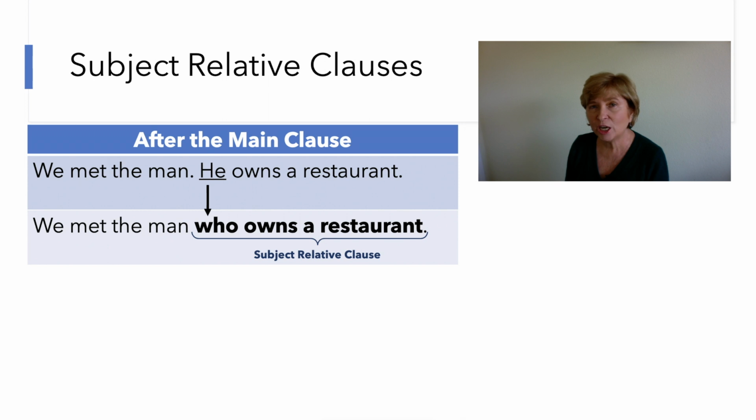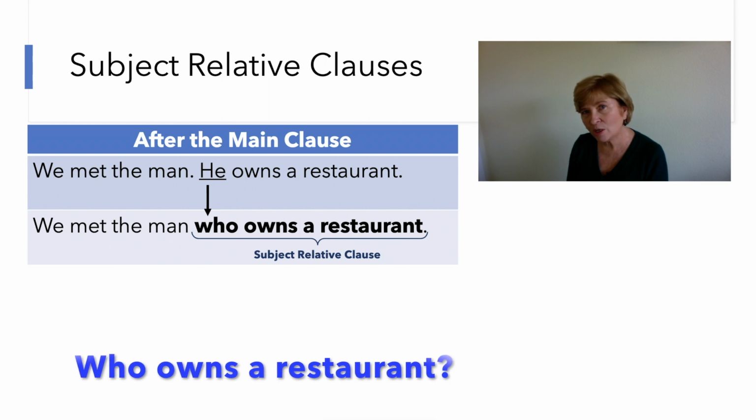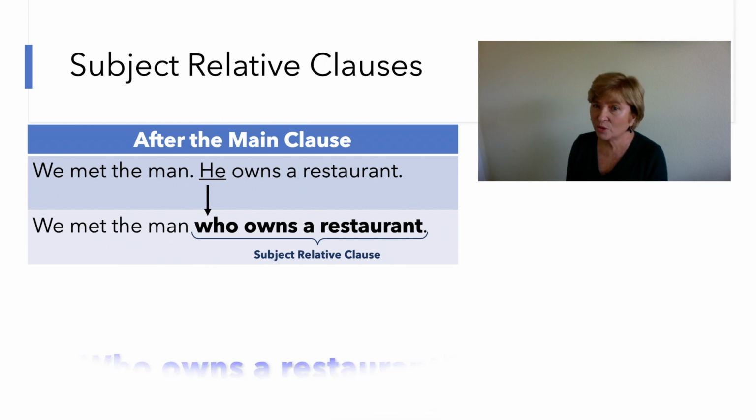Of course, we have to change the intonation pattern. We can't just say, who owns a restaurant? That's how we say it when we put it with the main clause. For this clause to work as a question all by itself, we have to use the intonation pattern for a question. Who owns a restaurant? But that's not what we're trying to communicate. I'm trying to tell you that I met the man who owns a restaurant.